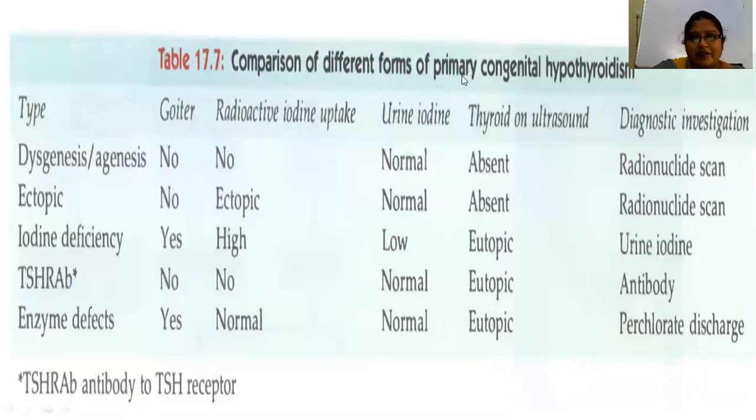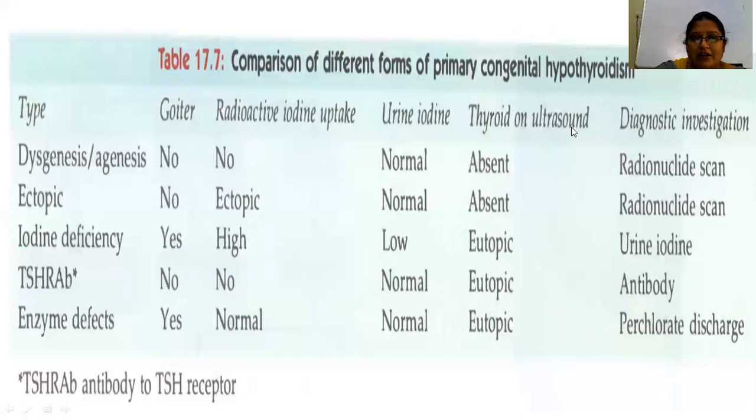So, comparison of different forms of primary congenital hypothyroidism. Goiter is seen in iodine deficiency and enzyme defects. Radioactive iodine uptake is ectopic in ectopic thyroid gland, high in iodine deficiency, absent when there is antibody to the TSH receptor, and normal in enzyme defects. And then we have to measure urine iodine. In case of iodine deficiency, there are very low levels of urine iodine, okay? In other conditions, it's normal.